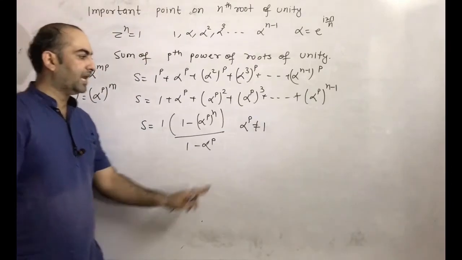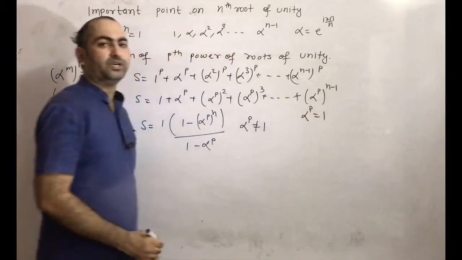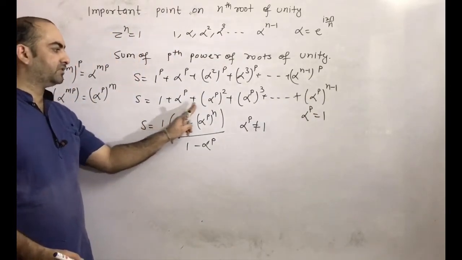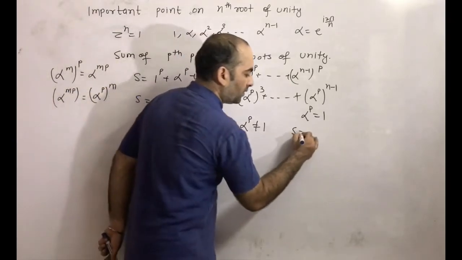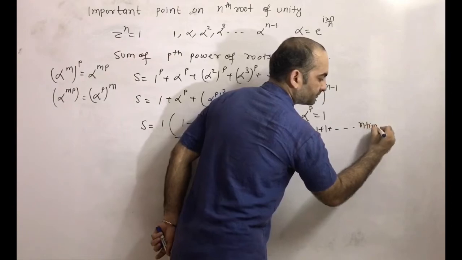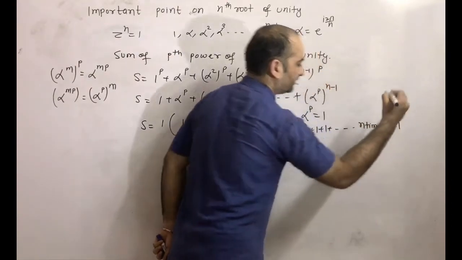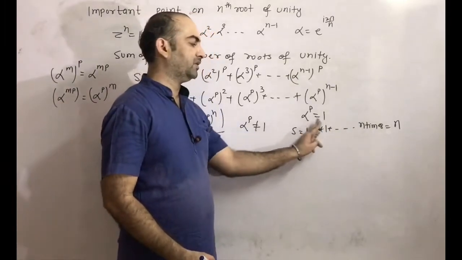But if alpha to the power p equals 1, then what is the summation? This is 1, this is also 1, this is also 1; 1 squared is 1, 1 cubed is also 1. So S equals 1 plus 1 plus 1, how many times? n times. So this summation is n. So the summation of the roots is n if alpha to the power p equals 1.